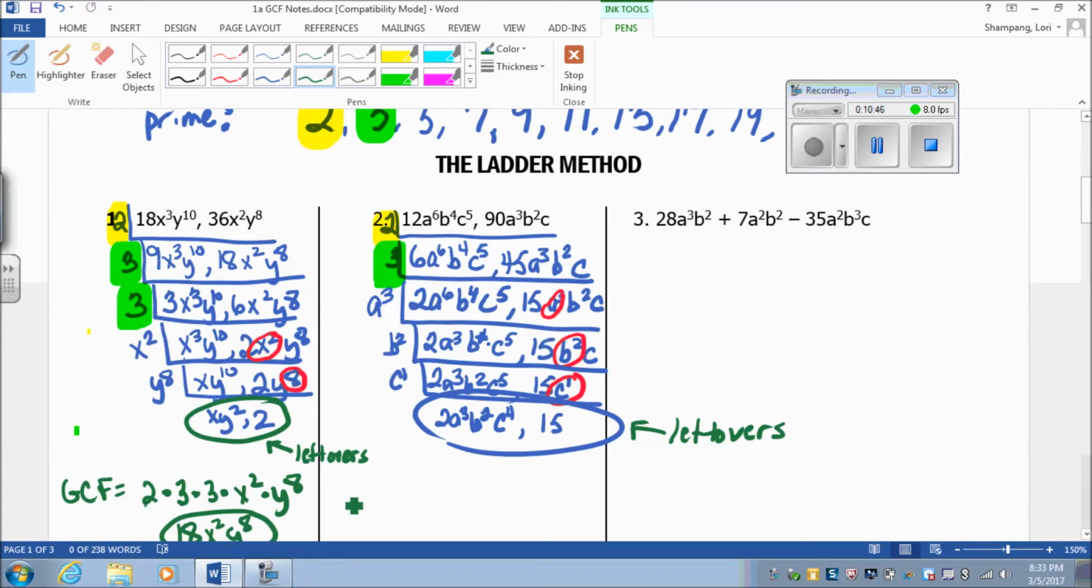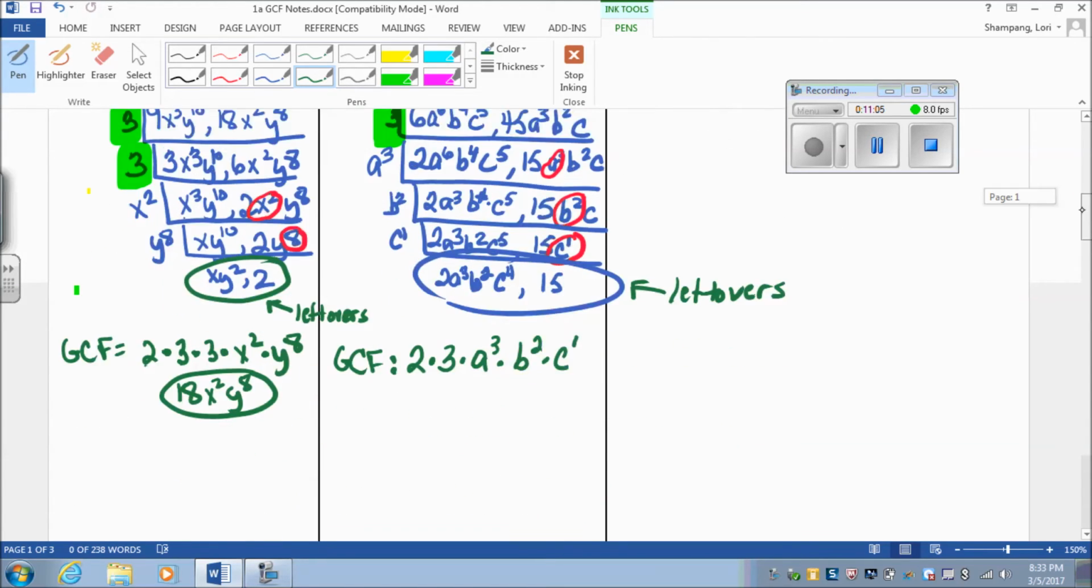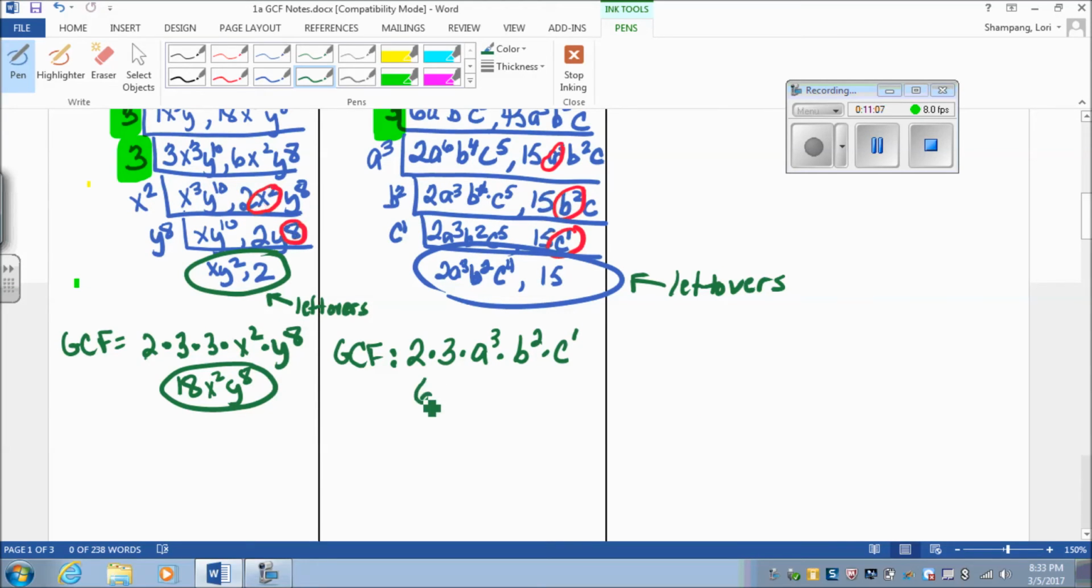So let's calculate our GCF, our greatest common factor. We're going to do that by just multiplying all of our prime factors together. 2 times 3 times a cubed, b squared, c to the first. So let's just go ahead and multiply the 2 and the 3 to get 6, a to the third, b squared, c. So our greatest common factor would be 6a cubed, b squared times c.